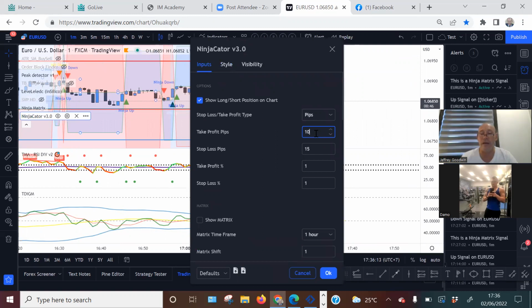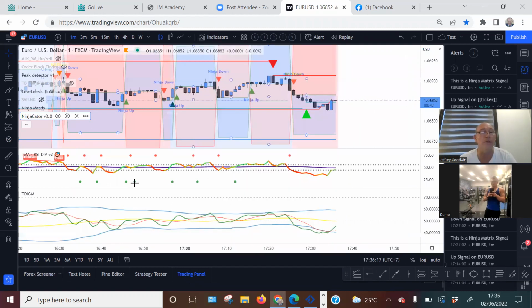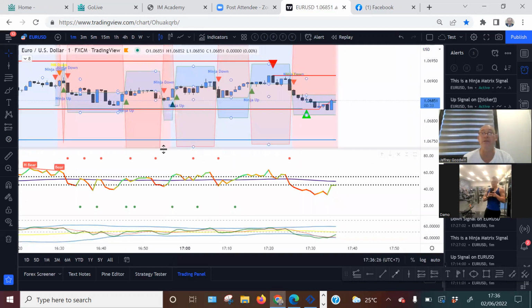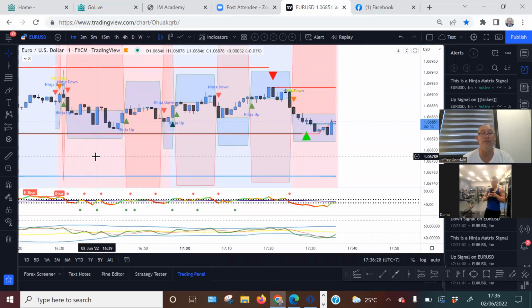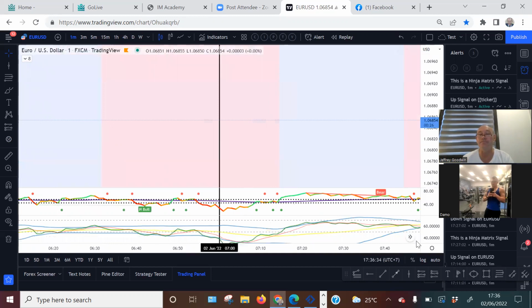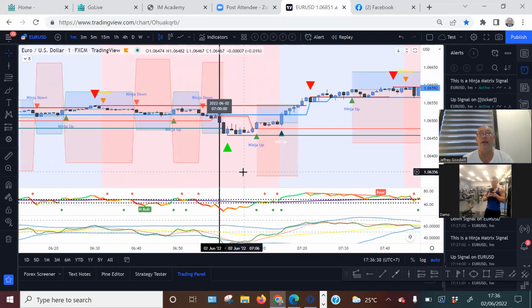So what I'm going to do is the 5 pips take profit, and I'll put 15 pips stop loss, which all seems a bit weird, I know. So I've just changed strategy. The entry points are not the same as the Ninja. I'm going to go back to 7 AM Auto, and now it's the same.